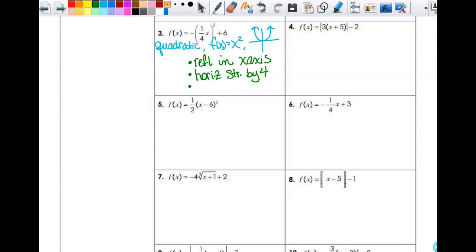You see that thought process? You just kind of think through the steps. Where is it? What is it doing? What does that mean? All right, so then the 6, inside or outside? Outside, so it affects y, and it means that we do what? Up 6. Everybody good with that?